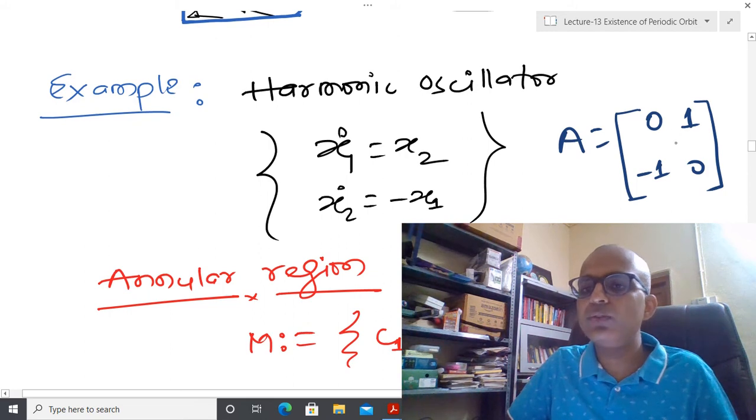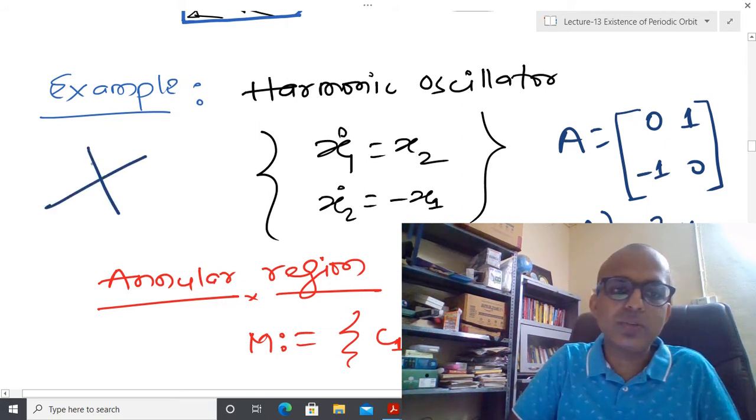So what is the eigenvalue? The matrix is 0, 1, -1, 0. In order to calculate the eigenvalues, I calculate the determinant of lambda I minus A. So lambda squared plus 1 equals 0, so lambda is plus minus i, or plus minus j, whatever you want to write. So this is complex.